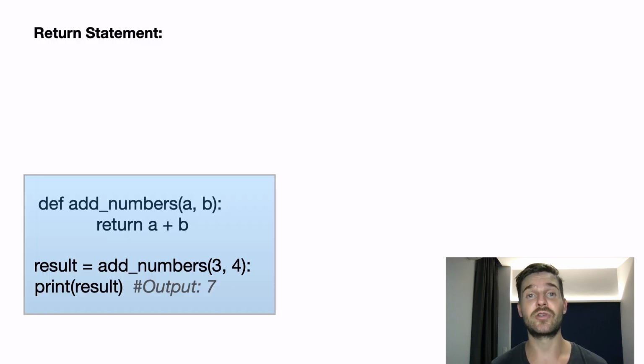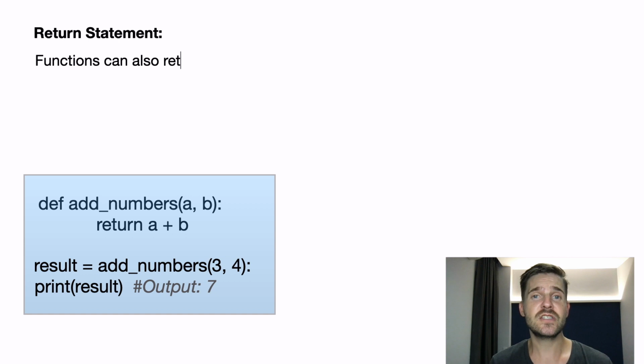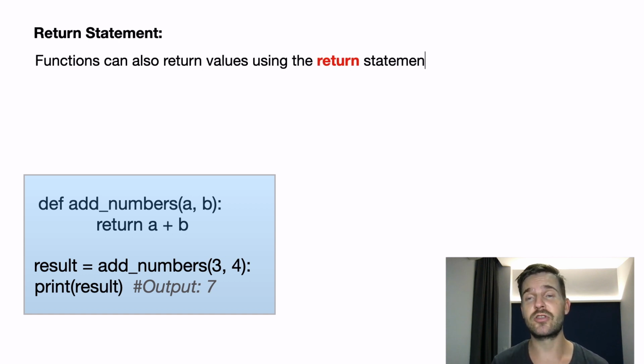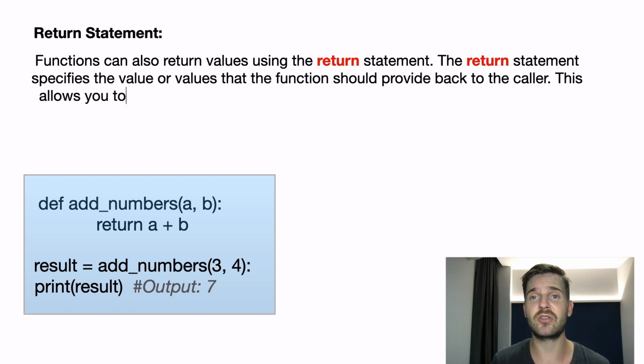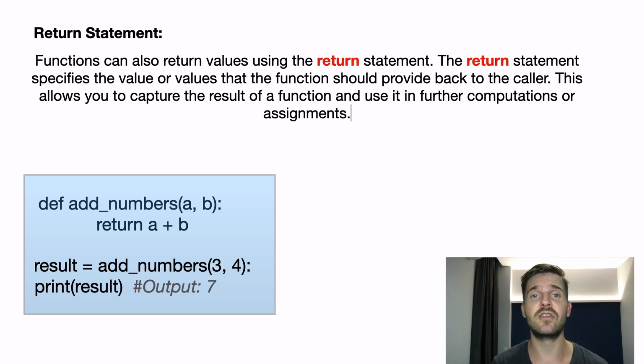Let's talk about the return statement. Functions can also return values using the return statement. The return statement specifies the value or values that the function should provide back to the caller. This allows you to capture the result of a function and use it in further computations or assignments.